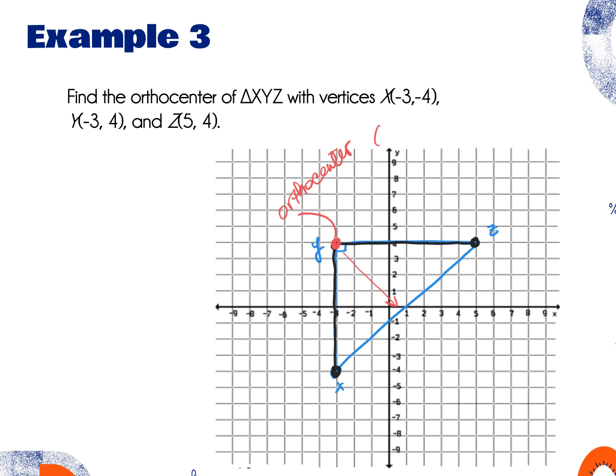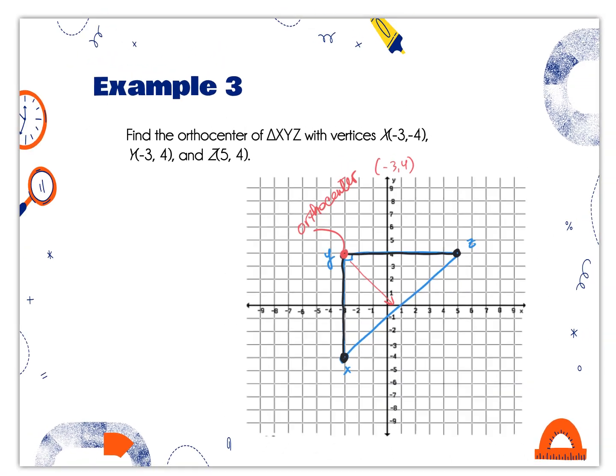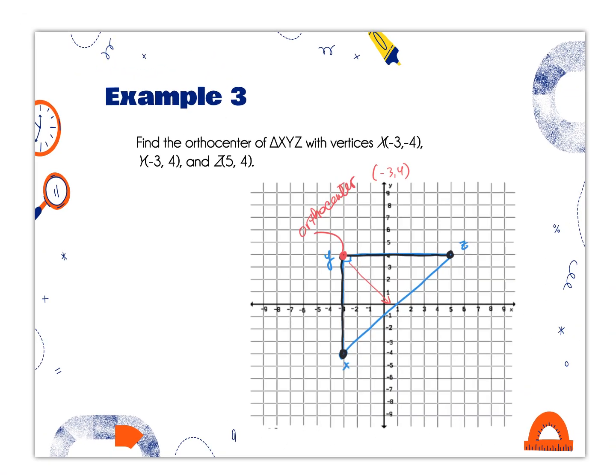Obviously, the coordinates of it are going to be -3, 4. That happens to be my point of concurrency, and that happens to be my orthocenter. Now, if I did have to just draw a perpendicular line to side XZ, again, I want to make sure that you can do it. So let's just draw that line, for practice, okay?